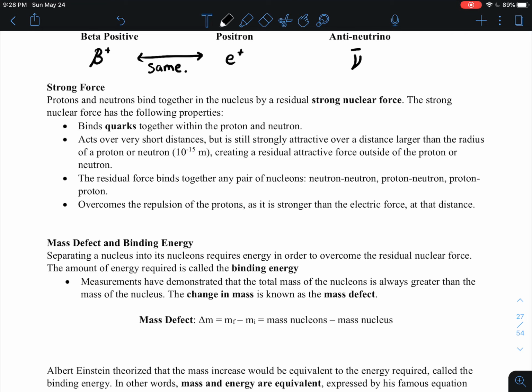Why can protons and neutrons sit side by side beside each other inside of a nucleus? It's because of the strong nuclear force. Without it, it would just be always repulsive, because we know protons and protons sitting side by side would repel one another. Okay, so once again, it overcomes the repulsion of those protons.